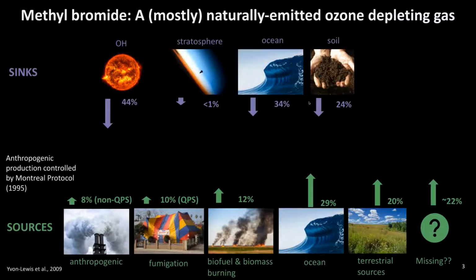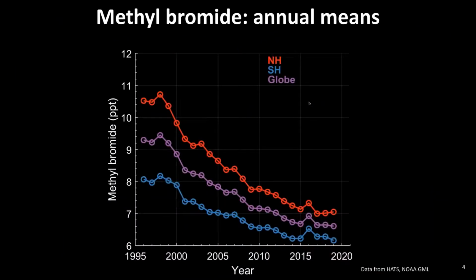And so it's important for us to understand how those different systems may be interacting and impacting our methyl bromide levels. Here I'm showing you the annual mean methyl bromide from the northern hemisphere sites in red, the southern hemispheric sites in blue, and then a global average of those sites in purple. Our time period of coverage here ranges from 1995 to about 2019. And you can see that overall methyl bromide levels are decreasing in the atmosphere, which is what we'd expect given the Montreal Protocol and the phasing out of the production uses.